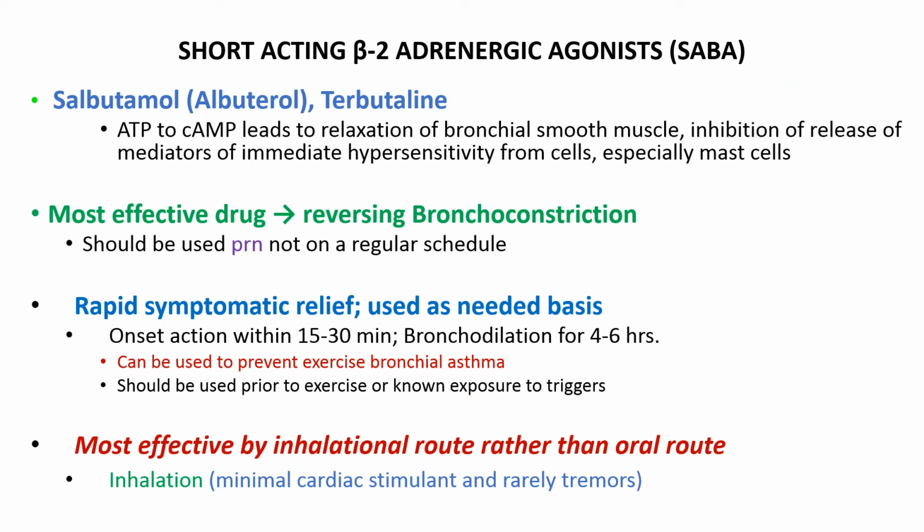So what we have seen is that both short-acting and long-acting beta-2 agonistic drugs increase the level of cyclic AMP, and that is how they relax the bronchial smooth muscle. But the onset of action and total duration of action are different. For short-acting beta-2 agonistic drugs, the onset of action is within 15 to 30 minutes, and the total duration of action is up to 4 to 6 hours.